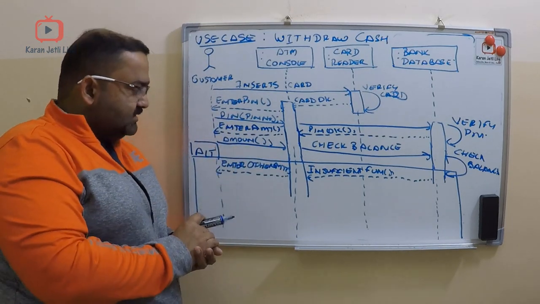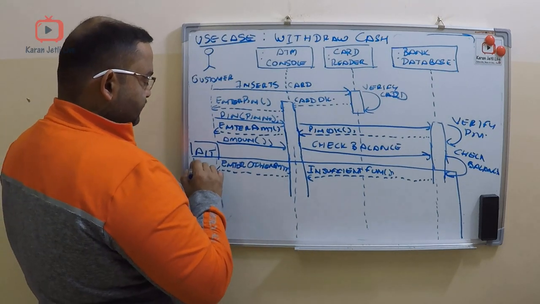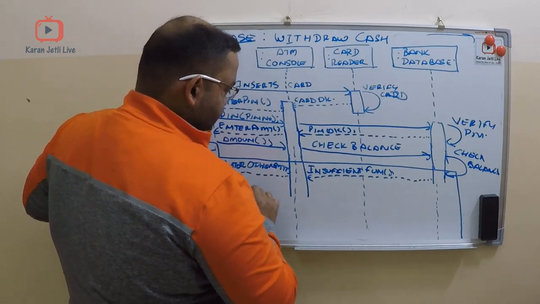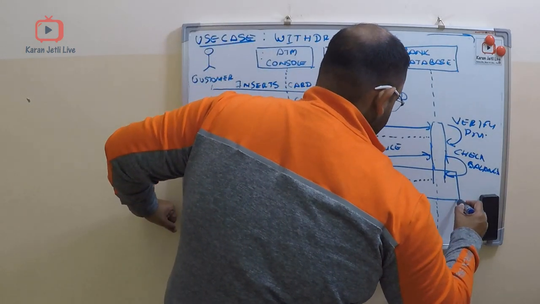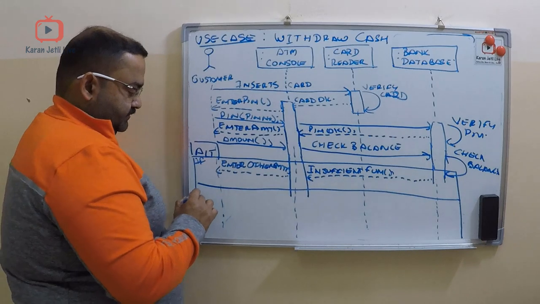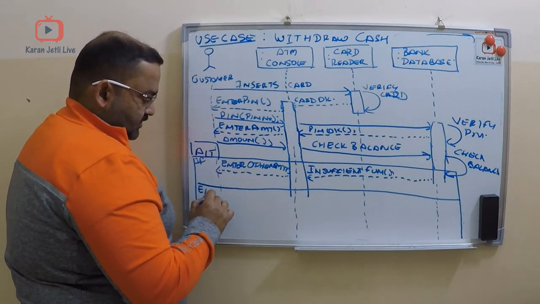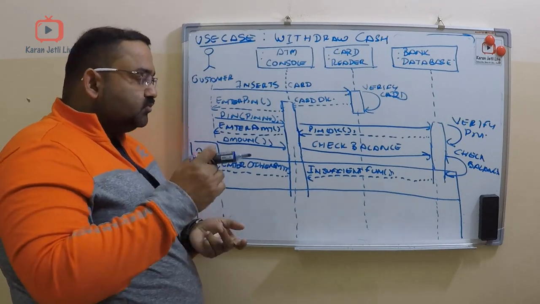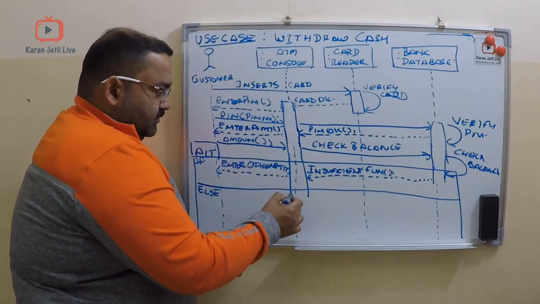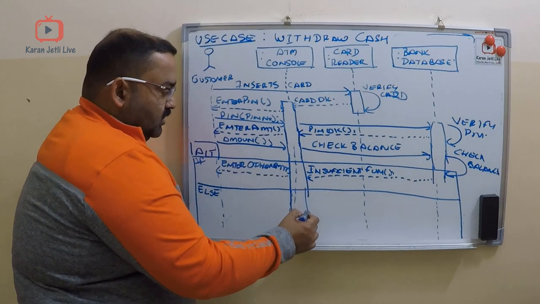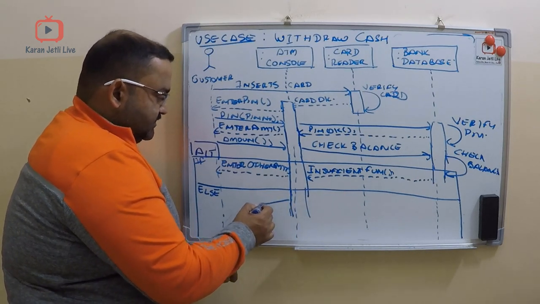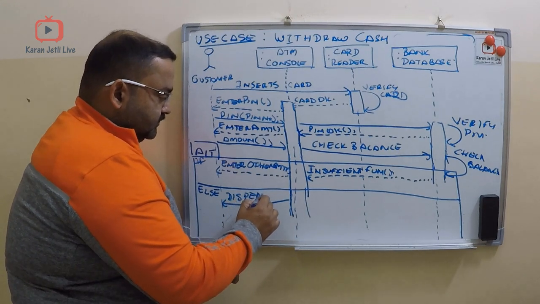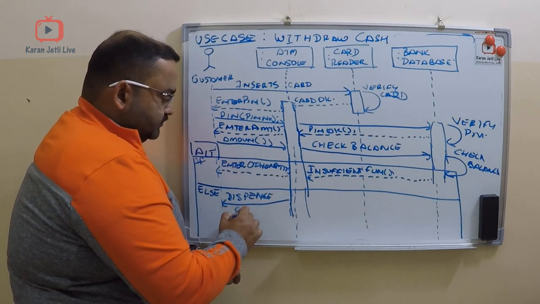Now, else, if your balance is sufficient. Here I write if. Then in alternative scenarios, we have if and then we have else. Else what will happen? The console will dispense you the cash.